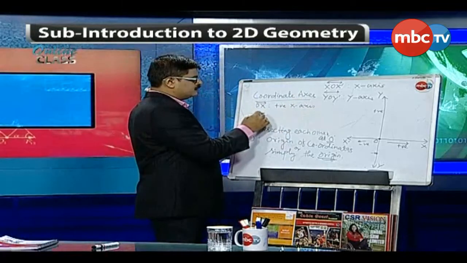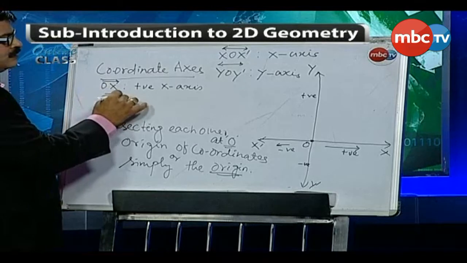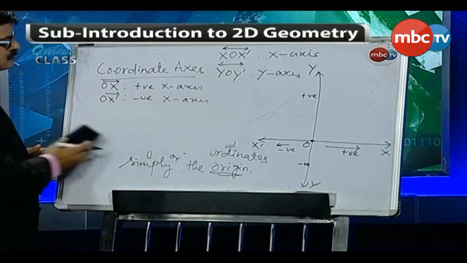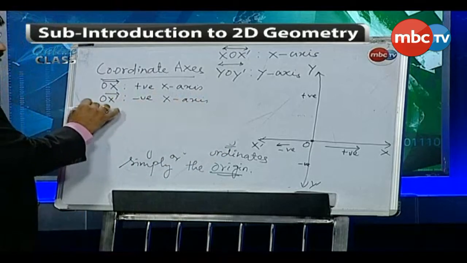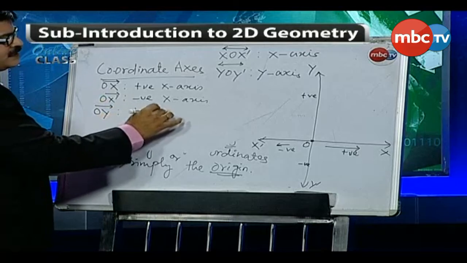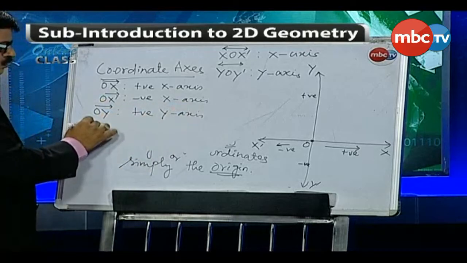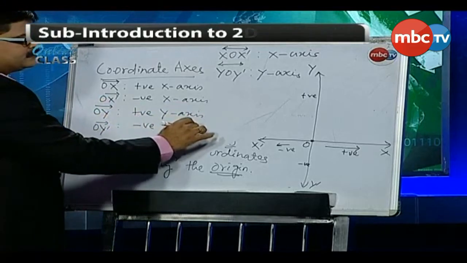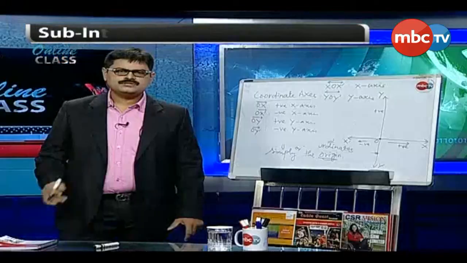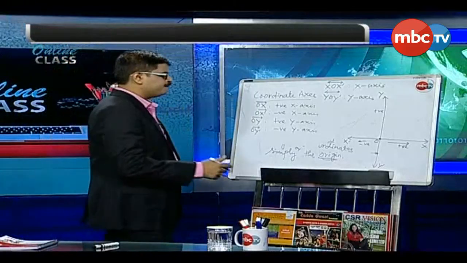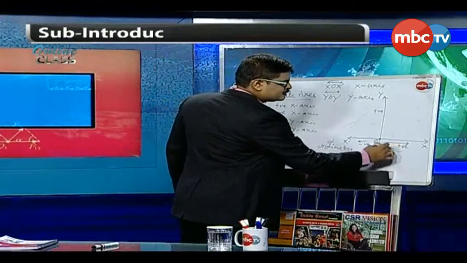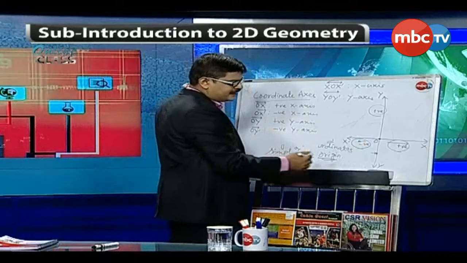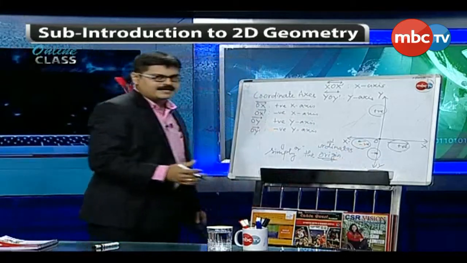that is 0. OX dash is the negative x axis, OY is positive y axis, OY dash is negative y axis. So these are about the axis, the coordinate axis. So this side of x axis is positive, this side of y axis is positive, this OX dash direction we take it negative, and OY dash direction we take it negative.